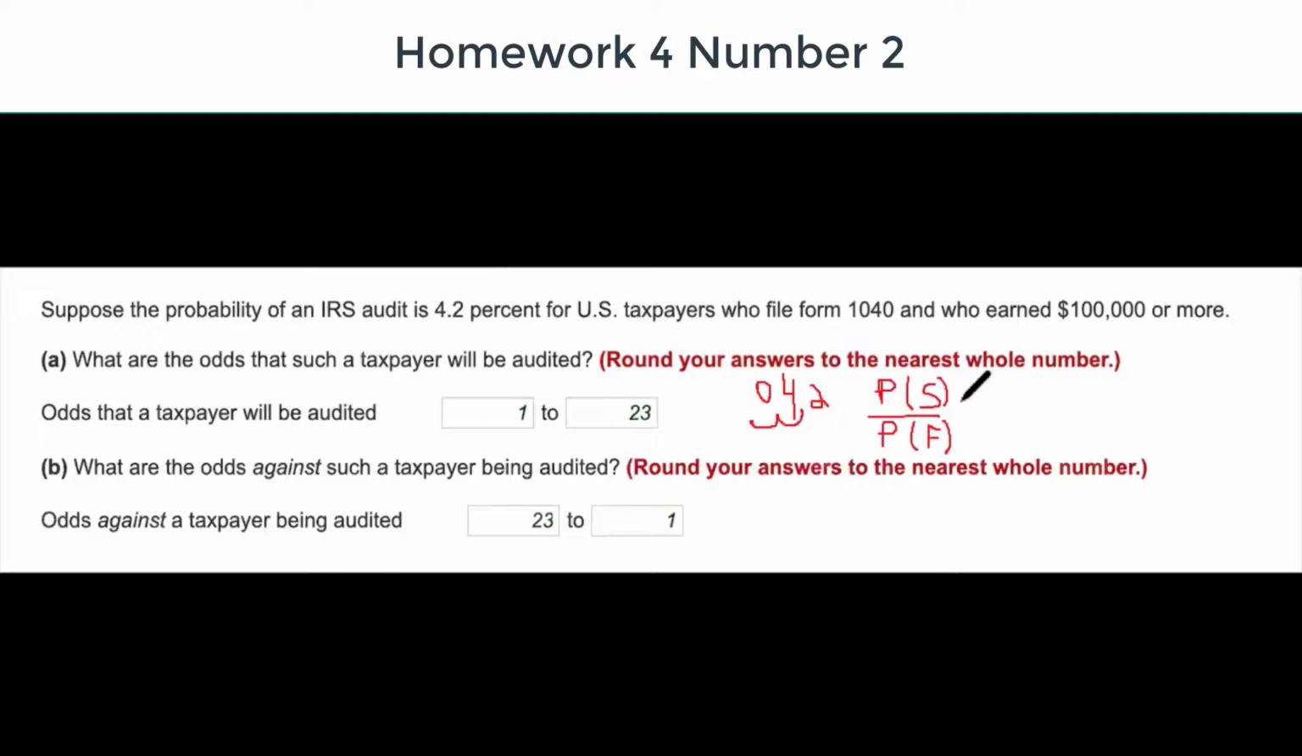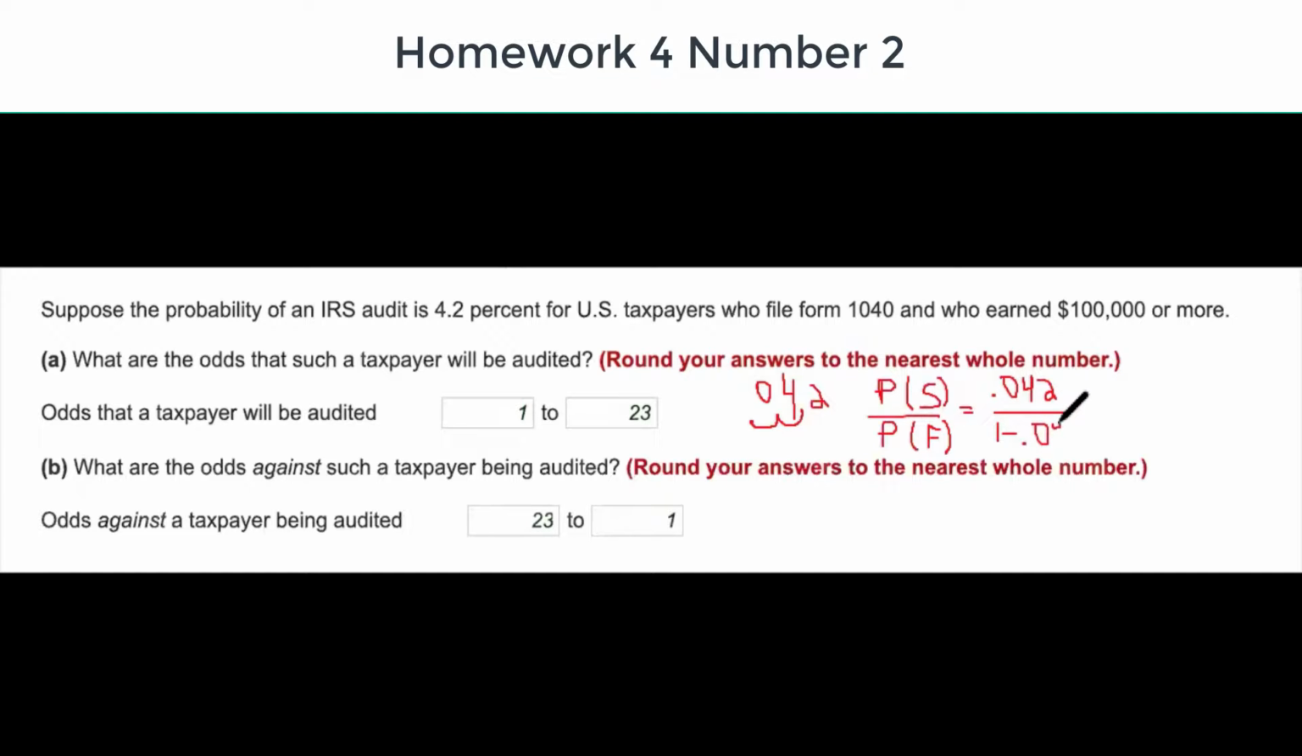Okay, so what we're going to do is take our probability of success, which is 0.042, and divide by the probability of failure. So we're going to take 1 minus 0.042.